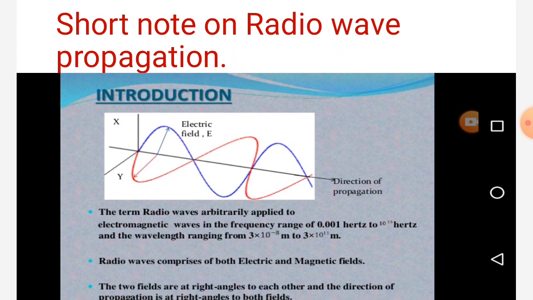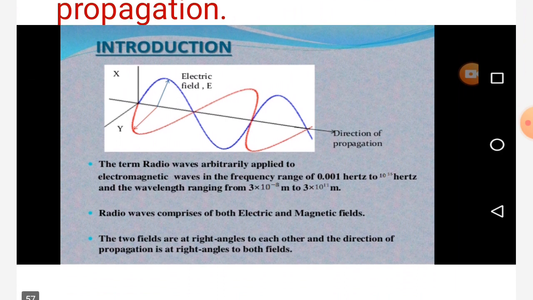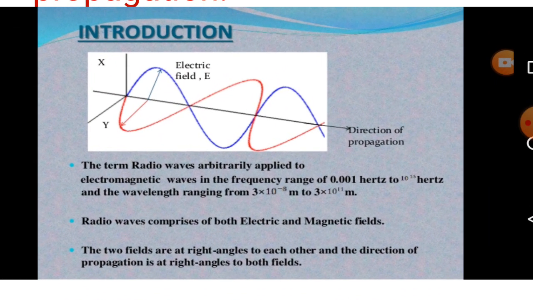Next, a short note on radio wave propagation. The term radio wave is arbitrarily applied to electromagnetic waves in the frequency range of 0.001 Hz to 10 megahertz and the wavelength ranging from 3 x 10^-8 meter to 3 x 10^11 meter.